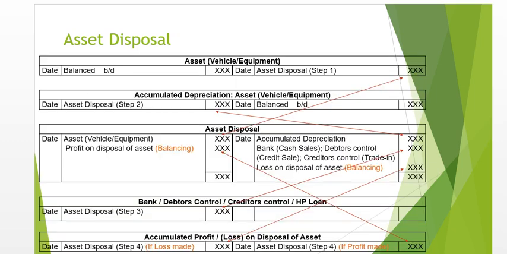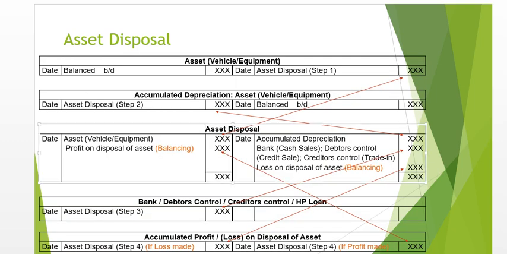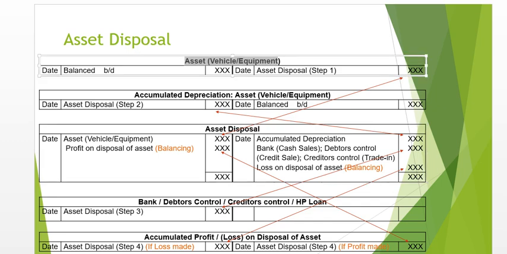So if you look at how we're going to do it, firstly we want to create an asset disposal account because we're disposing of one of our fixed assets. Then with step 1, we need to take the asset account out of our books. So what we're going to do is have a balance brought down, so that will be our 100,000 rand. But now we're disposing of this vehicle or this asset.